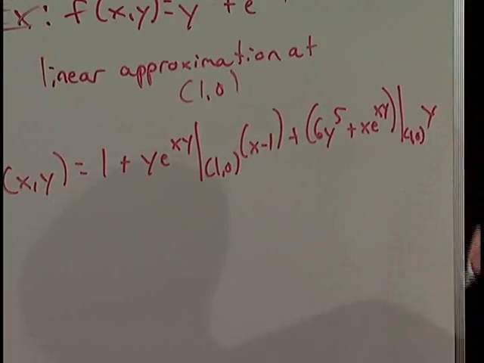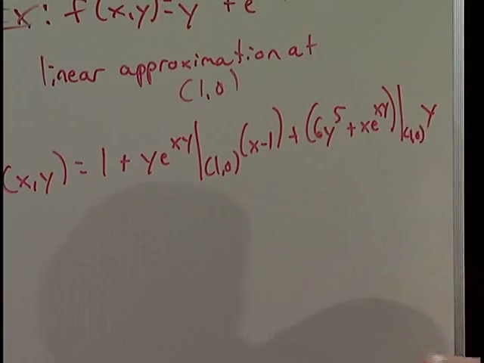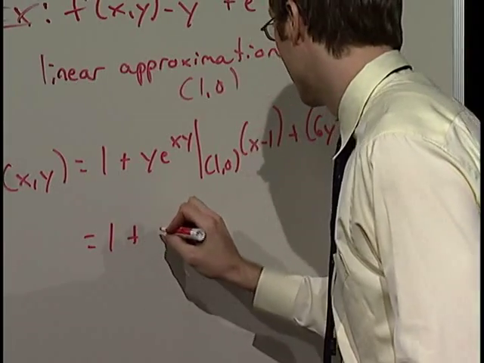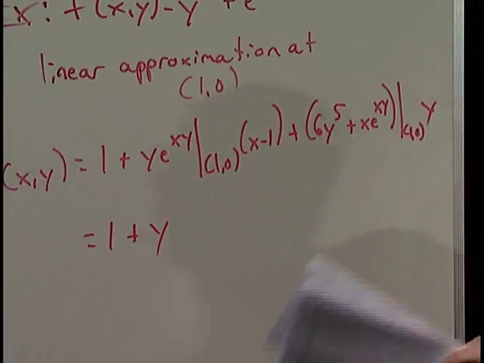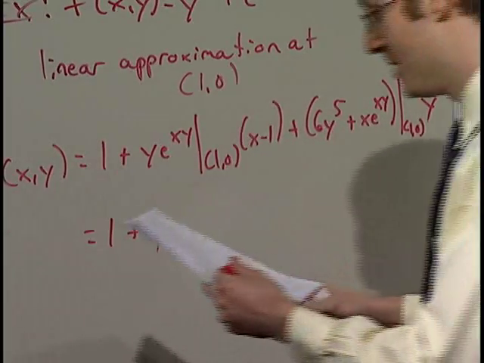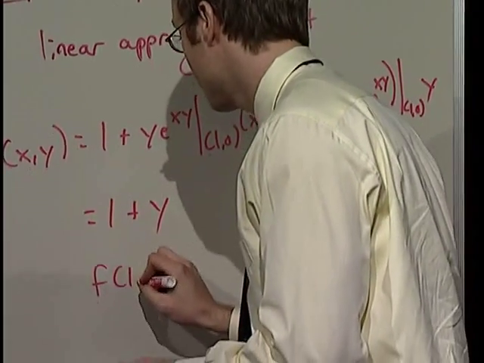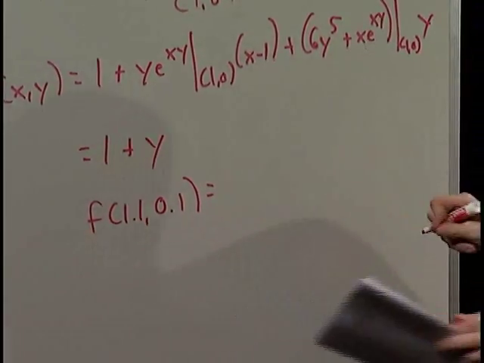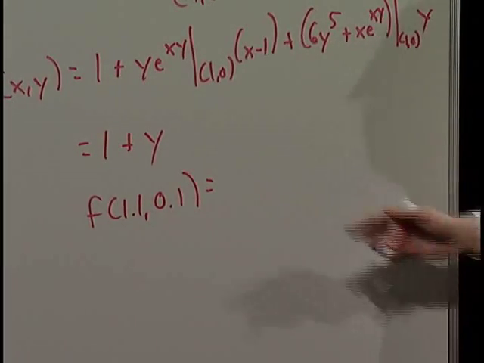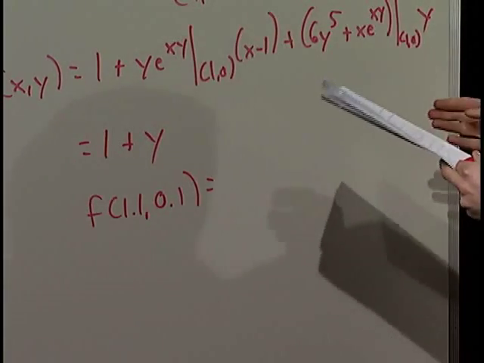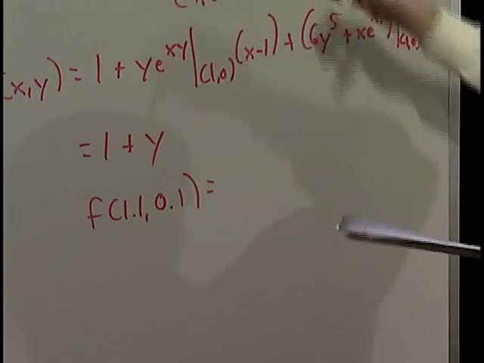Nothing wrong with that. Everything checked out fine. You plugged in your points, and you got 1 plus y out of all of that. And so then I said, okay, well, that's fine. Everything's good there. So then we tried to approximate the point (1.1, 0.1). Here's where the error came. In the calculator, I reversed this point. I plugged in (0, 1) as opposed to (1, 0).